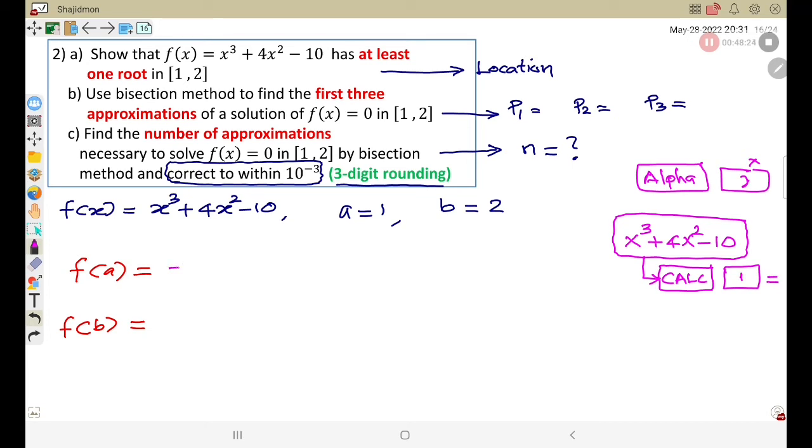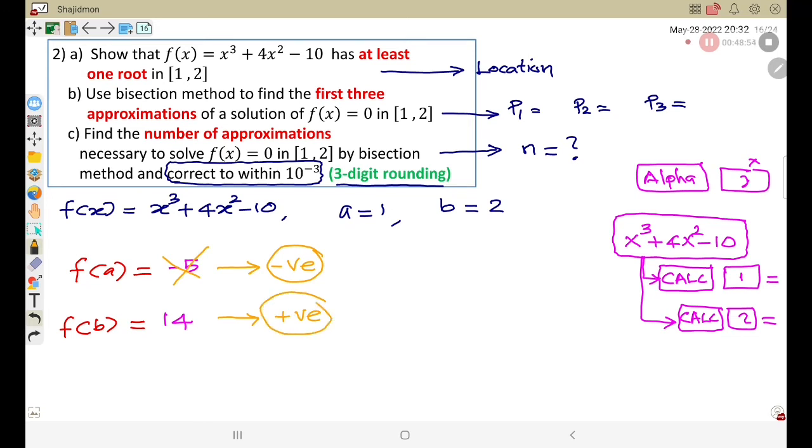So you will get minus 5. Again press the calc button, same polynomial, press the calc button, second number 2, press equal to, and you will get 14. So what it means, students, the first number is a negative number. Second number, 14, is a positive number. So first negative, second positive, so we can write it is opposite sign.